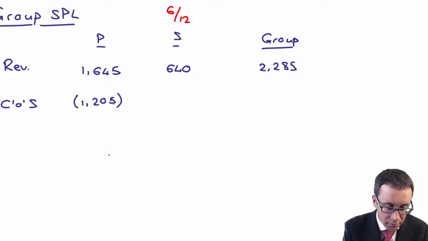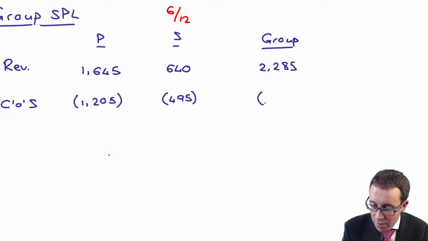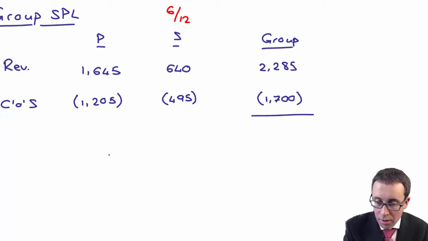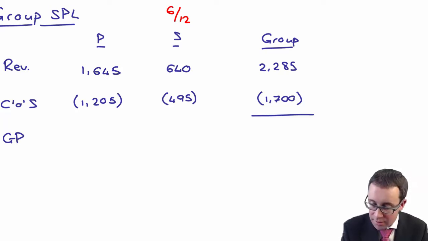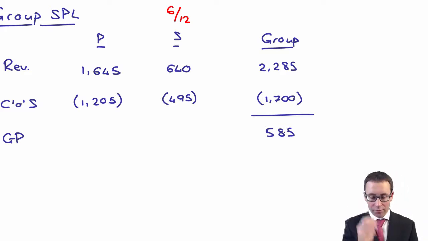Cost of sales is there as 100% of the parent at 1,205. Subsidiary, 990. Don't forget to take half of it. Is that 495? Does that give me 1,700? That then gives me the gross profit, is that 585? Okay, all good so far.